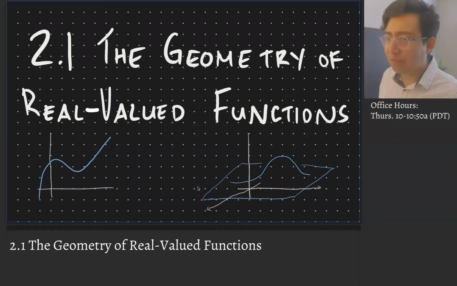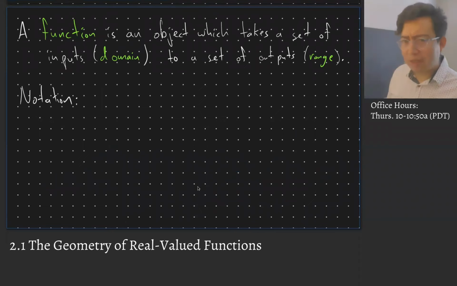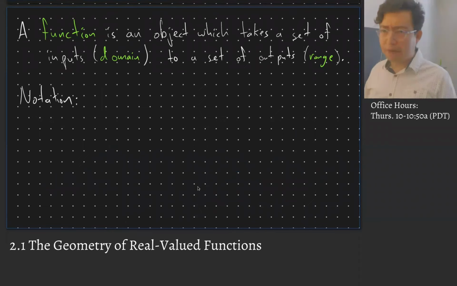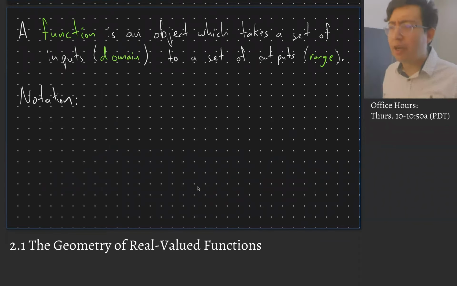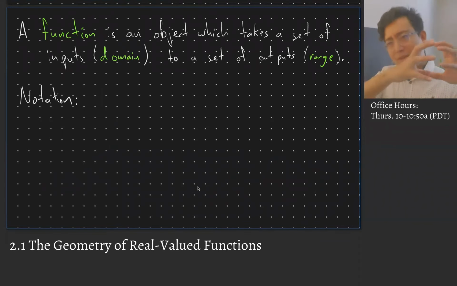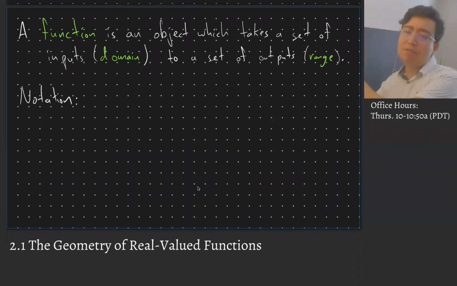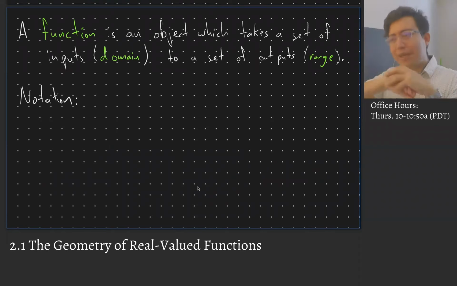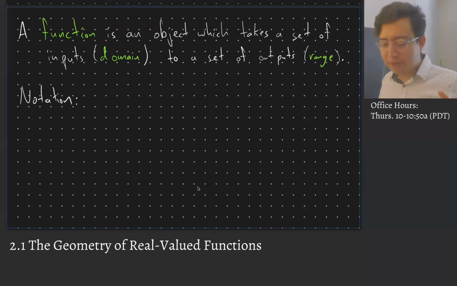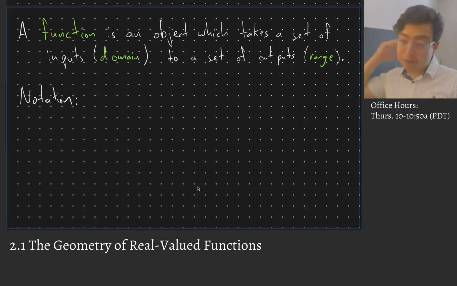So let's do some review of functions, right? Functions take inputs and they turn them into outputs. You think of them as a machine, you put inputs into it and it spits out an output. And these come up in math all the time. You can apply it into basically any branch of math that you like, and functions come up all the time. The set of inputs you'd call the domain, and the set of outputs you'd call the range.